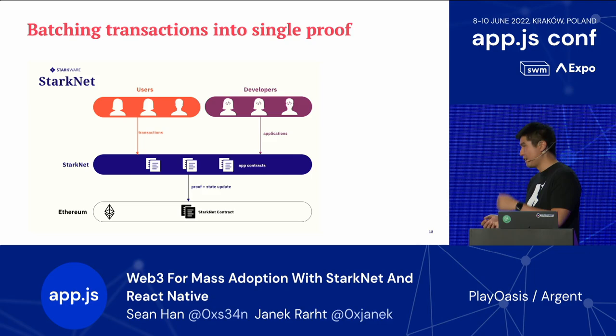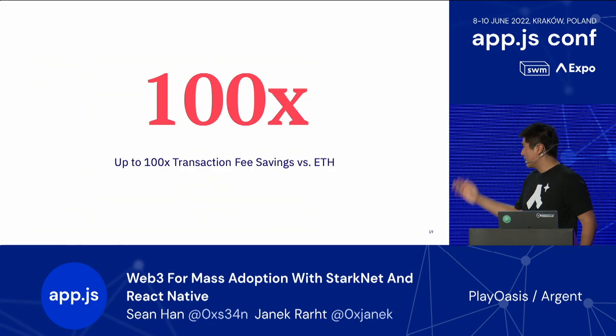So you get the properties of decentralization and security, because the source of truth is still on layer one, right? But you also get the scalability of a layer two. Users and developers will build on the layer two, and then these transactions are batched together and settled on Ethereum layer one. Typically, layer one blockchains are called settlement layers, and layer twos like StarkNet are called processing layers. And then what you get is up to 100 times transaction fee savings.